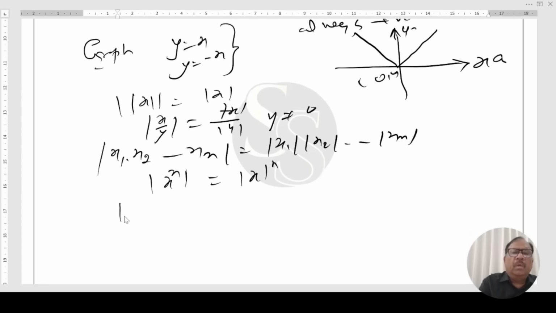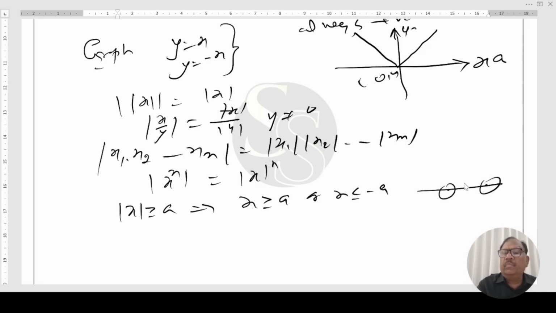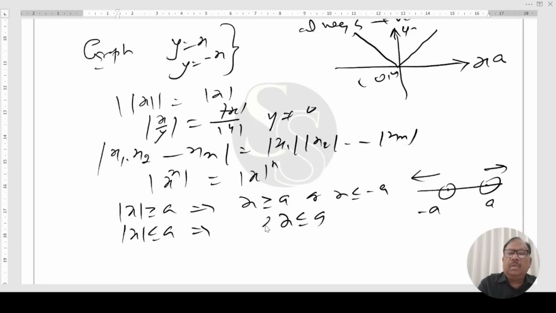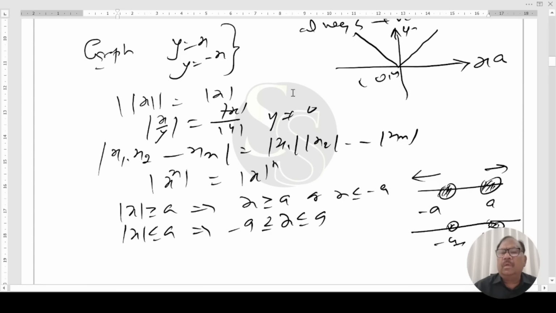Right? Mod x greater than or equal to a means x greater than or equal to a, or x less than or equal to minus a. Means on the number line, Goli concept: greater for outside, less for inside. Mod x less than or equal to a means x is less than or equal to a and greater than or equal to minus a. This is minus a, this is plus a, inside. If it is equal also, then take the dark dot.